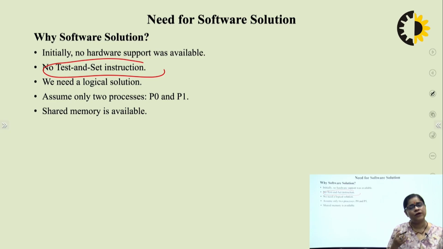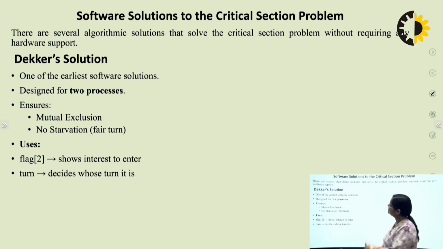And for this, we always assume that there are two processes, P0 and P1, and they are sharing memory. Sharing memory is available, it means the critical section is there, because the shared data is accessed in the critical section. Now, I am going to discuss both the critical section solution algorithms, but in different videos. In this video, I have discussed the critical section problem, what we mean by the critical section, and what the requirements for the critical section are.